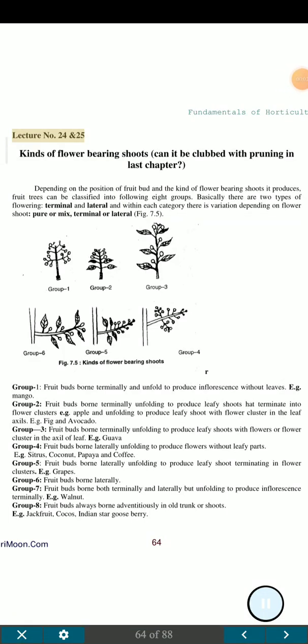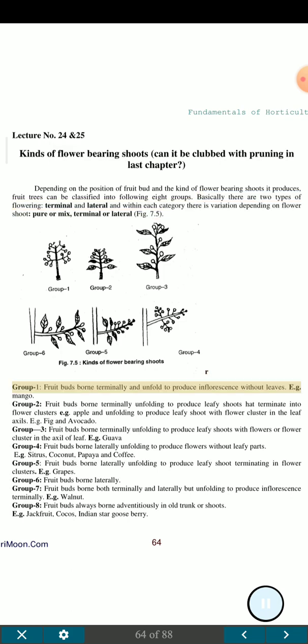Lecture No. 24 and 25. Kinds of flower-bearing shoots. Depending on the position of fruit bud and the kind of flower-bearing shoots it produces, fruit trees can be classified into the following 8 groups. Basically, there are 2 types of flowering, terminal and lateral, and within each category there is variation depending on flower shoot, pure or mix, terminal or lateral.